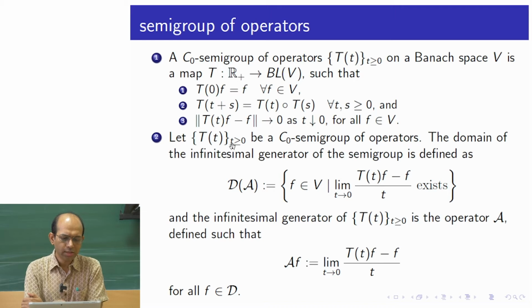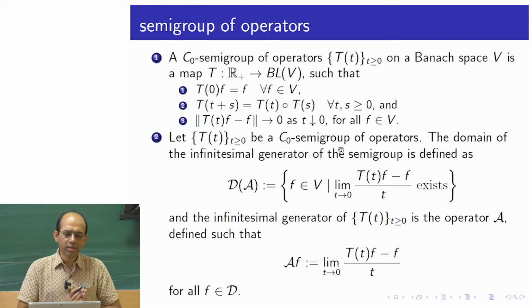So let T(t), this collection of operators which we call a semigroup satisfying these properties, be a C0 semigroup of operators. The domain of the infinitesimal generator of the semigroup is defined in the following way. When I say generator, that would also be an operator, but what should be the domain of the operator? That is also one interesting question one should ask.